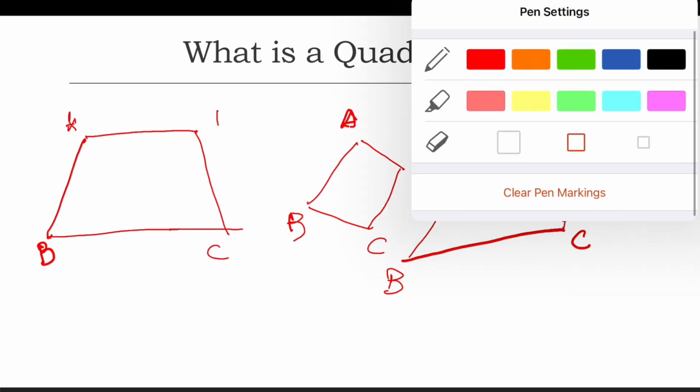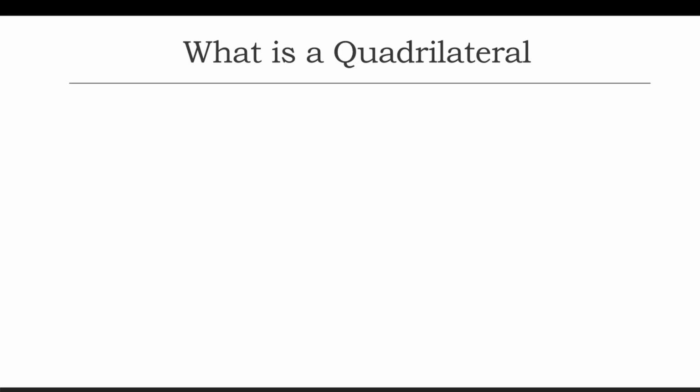Now, what all special things can happen with this quadrilateral? The first special thing is that two sides of this quadrilateral could be parallel to each other. Let me choose blue. So this side and this side, if they are parallel, the other two sides need not be parallel. So this and this side are parallel, these are not. So this is one special type of quadrilateral that might come.